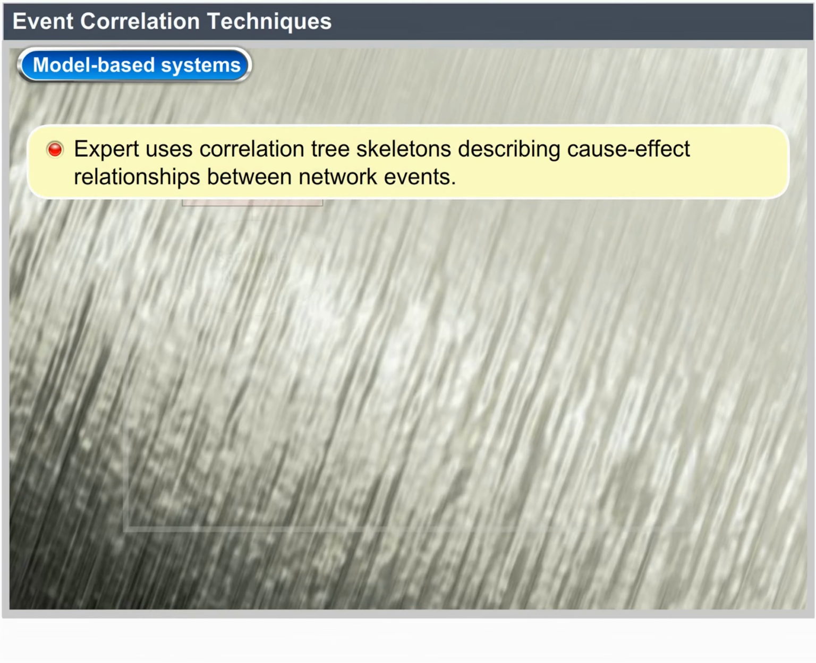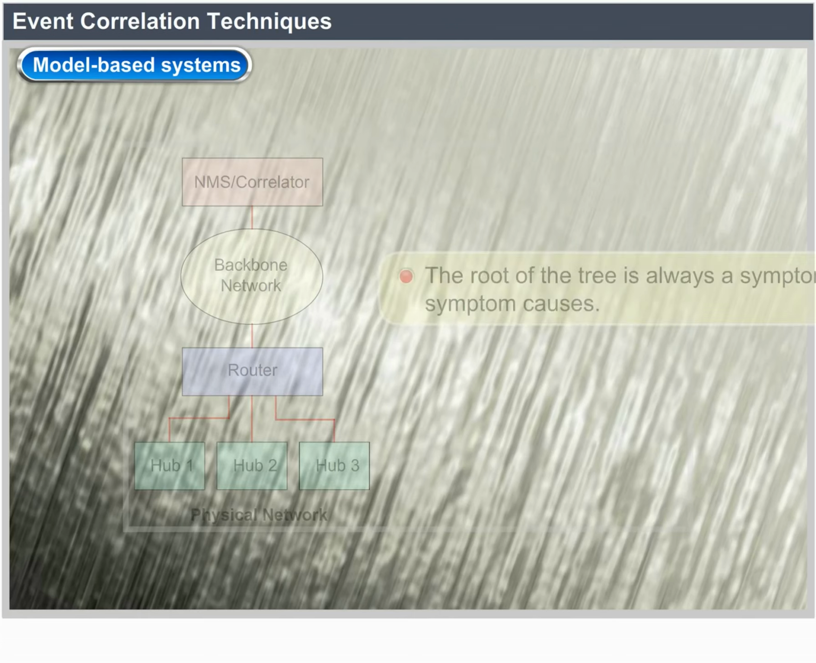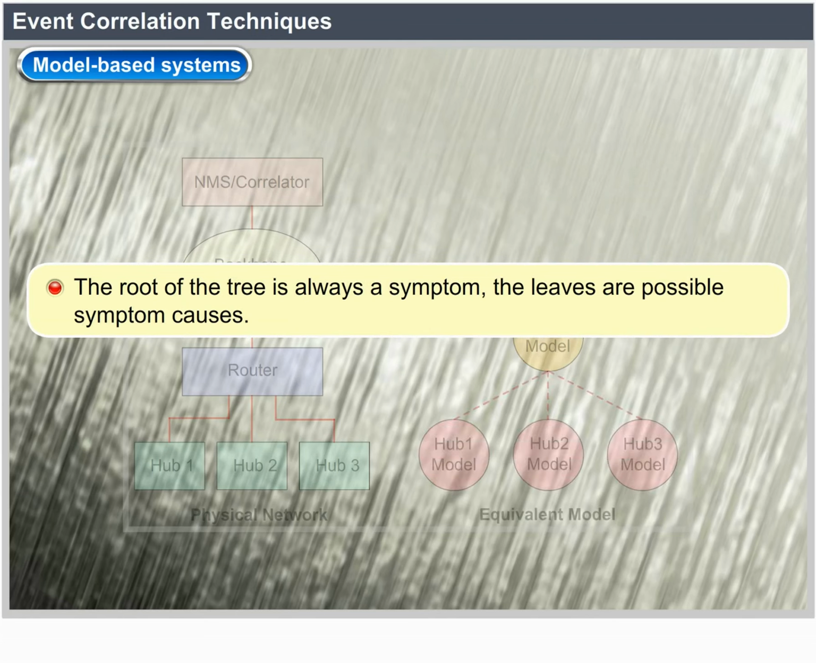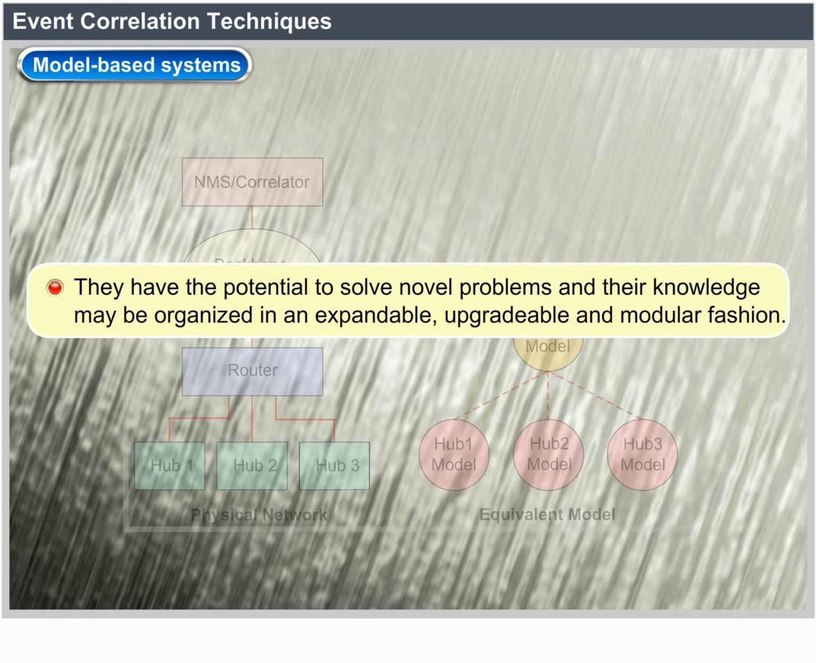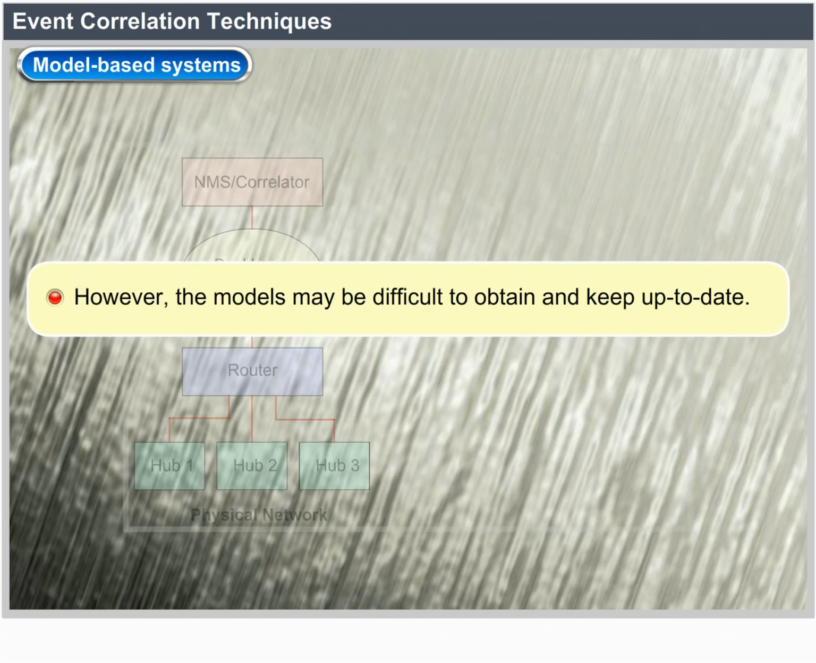An expert uses correlation tree skeletons describing cause-effect relationships between network events. The root of the tree is always a symptom. The leaves are possible symptom causes. The model-based approaches do not possess the disadvantages that characterize rule-based systems. They have the potential to solve novel problems, and the knowledge may be organized in an expandable, upgradable, and modular fashion. However, the models may be difficult to obtain and keep up to date.